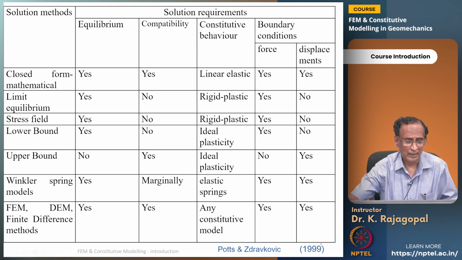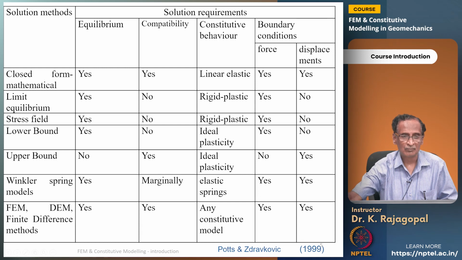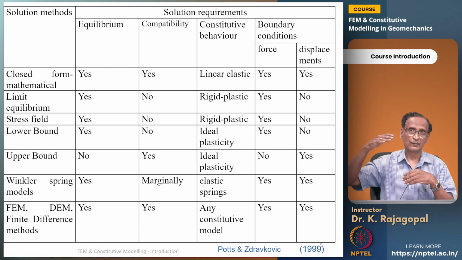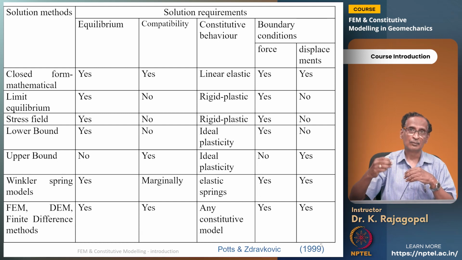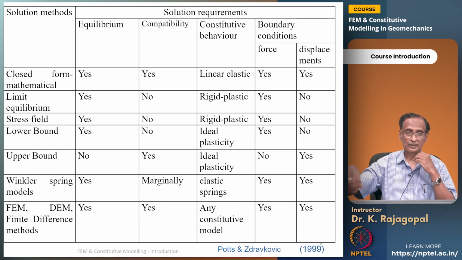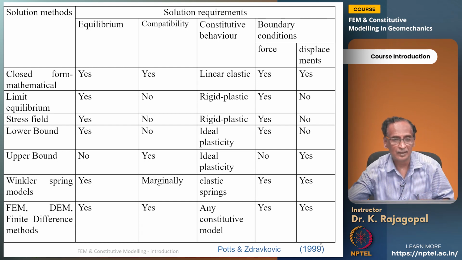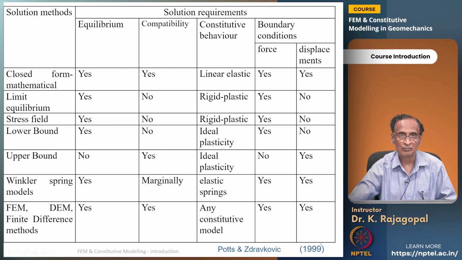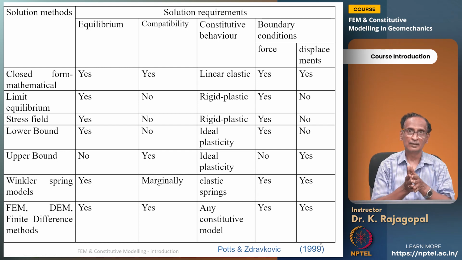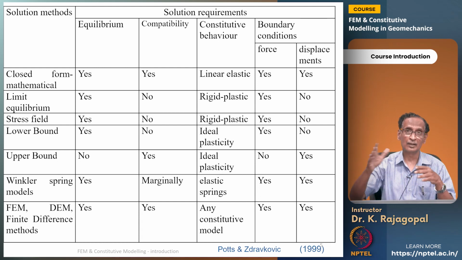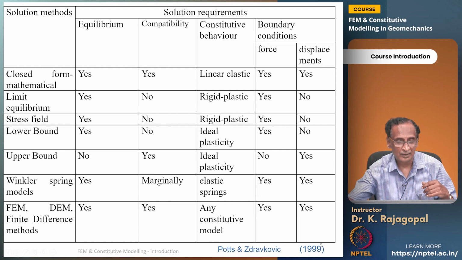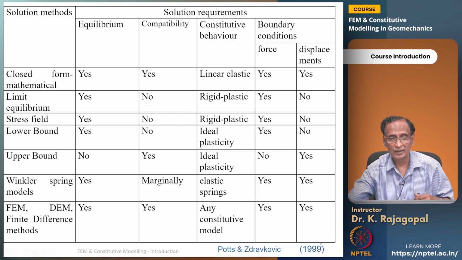See, the closed form or mathematical methods satisfy the equilibrium equations. So basically the equilibrium is the applied force should be equal to the reaction force, or the water coming in should be equal to the quantity of water that is going out. That is another continuity equation that we have in geotechnical engineering. And then the compatibility between the strains between different locations, or the deformations at different points within a continuum, should be satisfied. This is also satisfied.